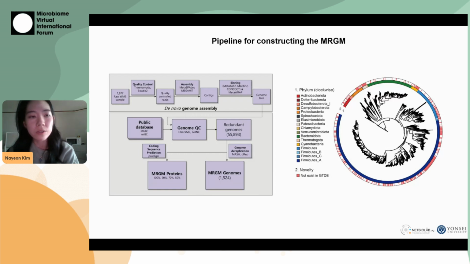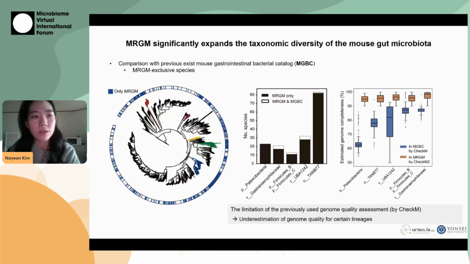After merging and clustering the genomes at the species level, MRGM now includes a total of 1,524 species across 17 phyla. Then we compared MRGM with the previously existing catalog named MGBC and found that MRGM contains 400 more species. For 5 lineages, MGBC underestimated the quality of those genomes and filtered them out because of the limitation of CheckM. However, MRGM includes those genomes, making it a more comprehensive catalog.